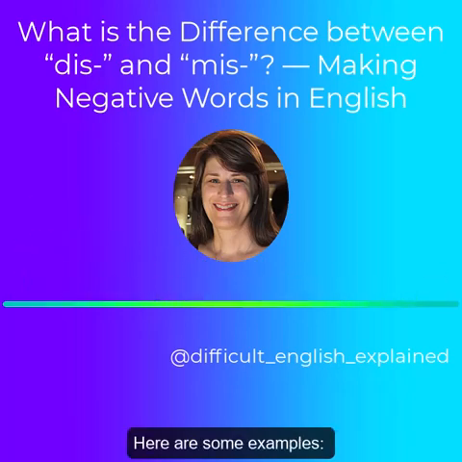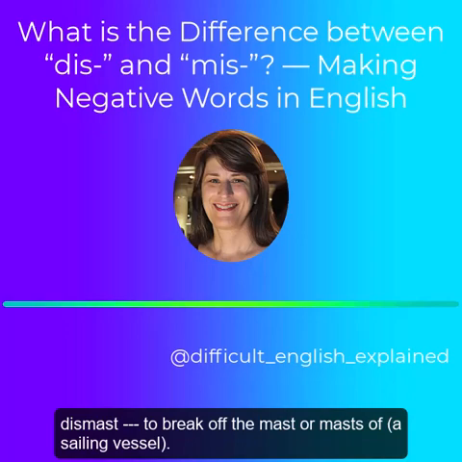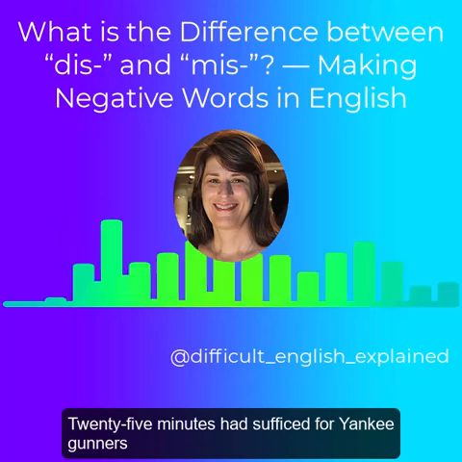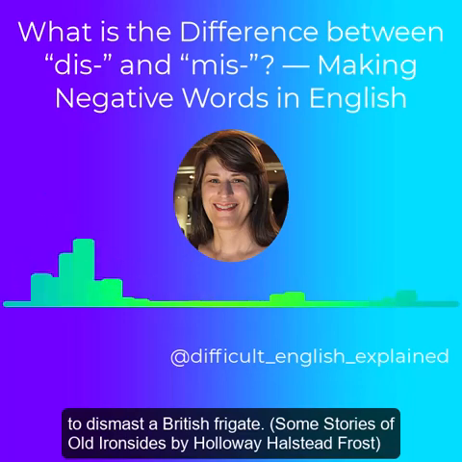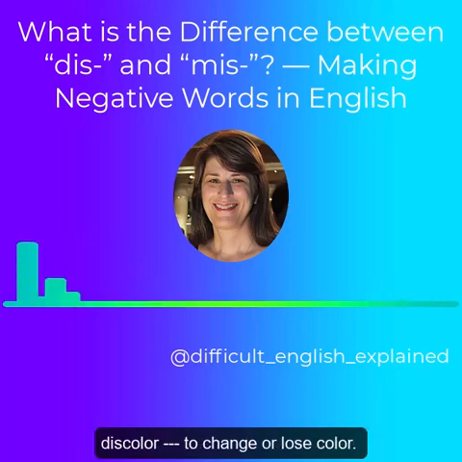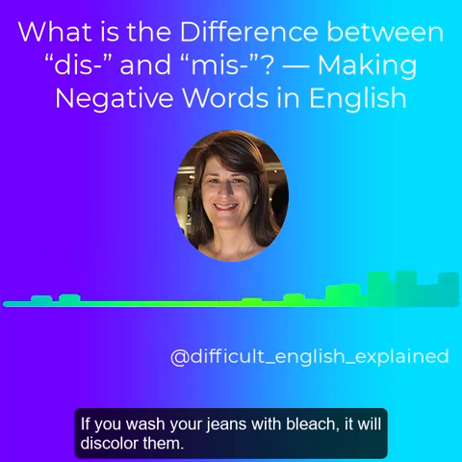Here are some examples. Dismast, to break off the mast or masts of a sailing vessel. 25 minutes had sufficed for Yankee gunners to dismast a British frigate. Drawn from some stories of old Ironsides by Holloway Halstead Frost. Discolor, to change or lose color. If you wash your jeans with bleach, it will discolor them.